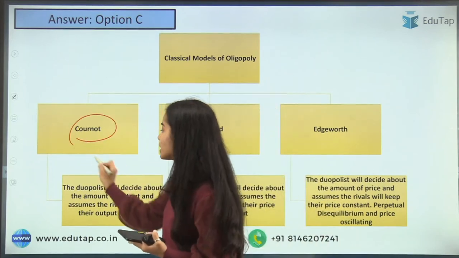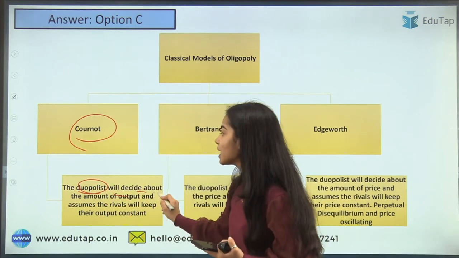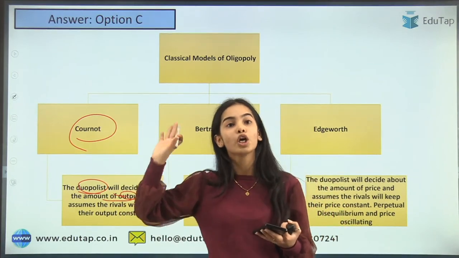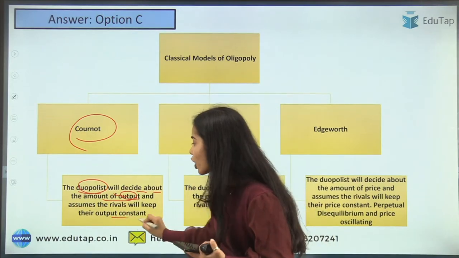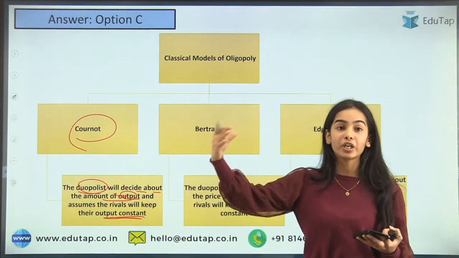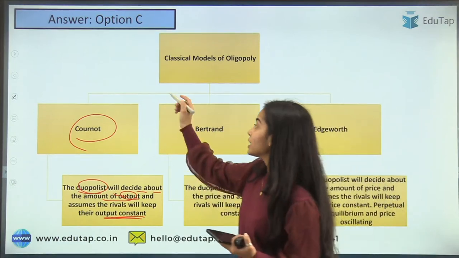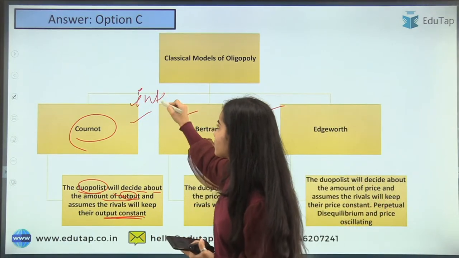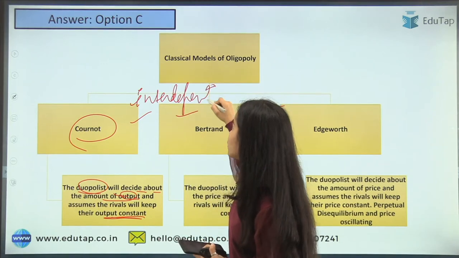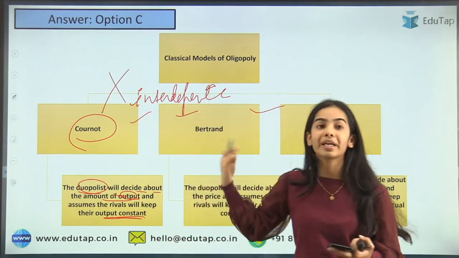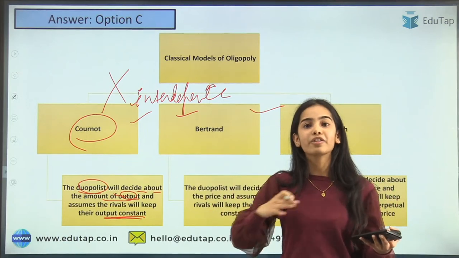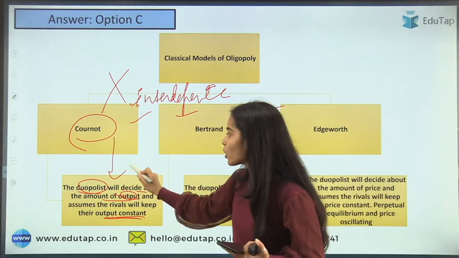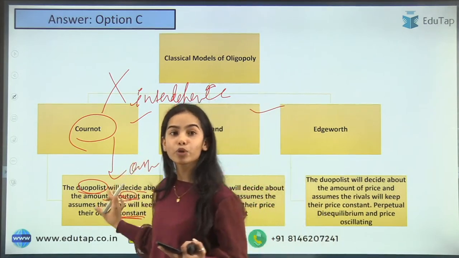So Cournot is the one where the duopolist will decide about the amount of output and assumes that the rival will keep their output constant. These three did not take into account the interdependence. They said we are independent, we do not need to take into account the interdependence, and Cournot talked about output, the rivals keeping their output constant.